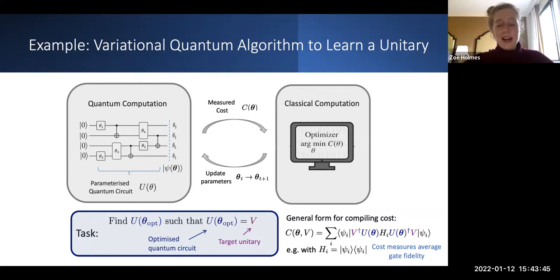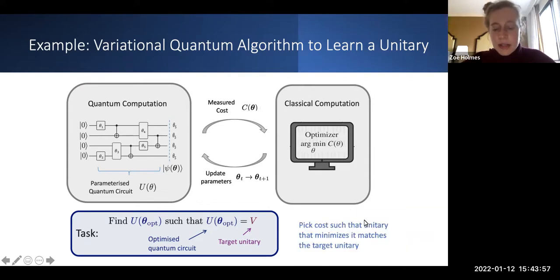Note that your state psi I here, in the language of quantum machine learning, will be considered your training data, your training states, the states that you know the action of your target unitary on. Okay, that's sort of an example of a compiling cost, but more generally, the idea is to pick your cost such that the unitary that minimizes it matches your target unitary.